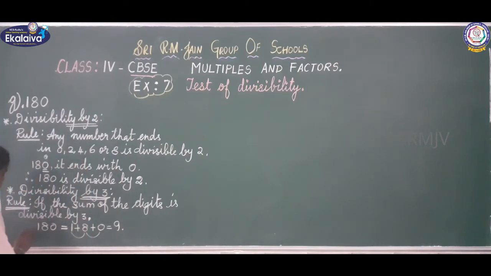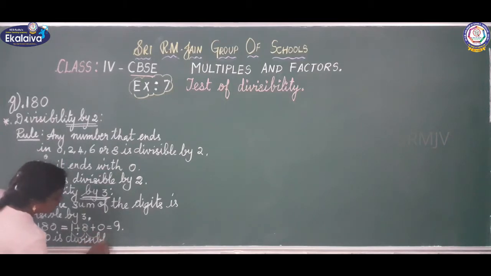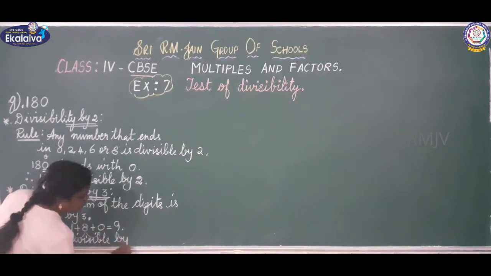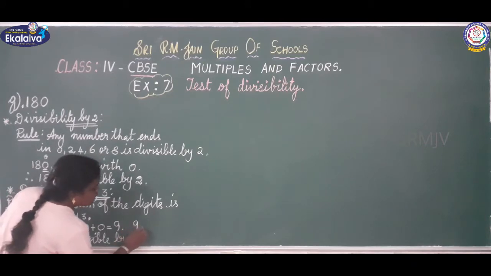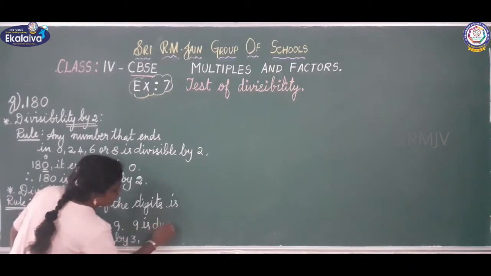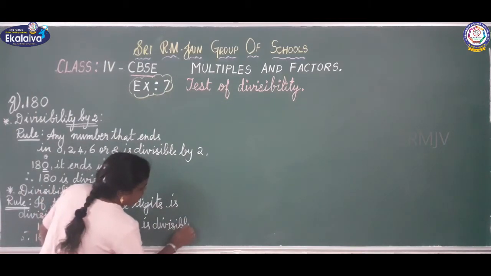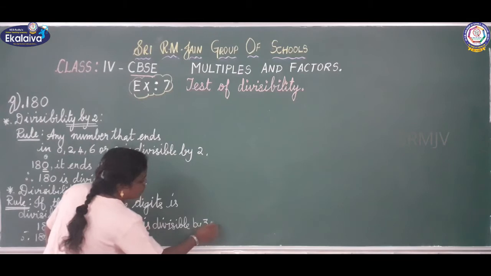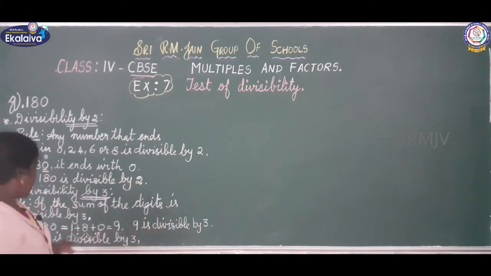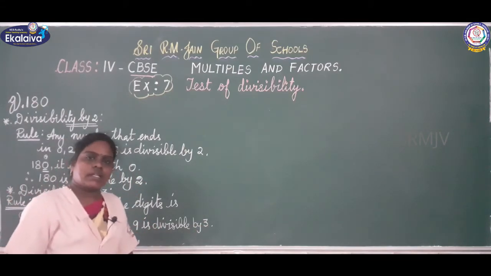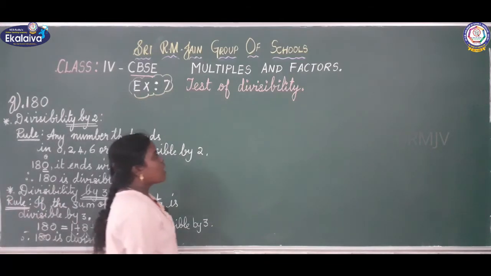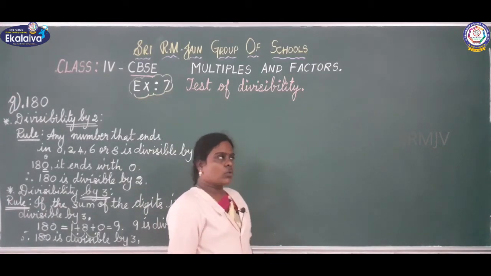Therefore, the given number 180 is divisible by 3, because 9 is divisible by 3. 9 is nothing but the sum of the digits. 9 is divisible by 3. Therefore, the given number 180 is divisible by 3. Now, let us check for the rule 5.